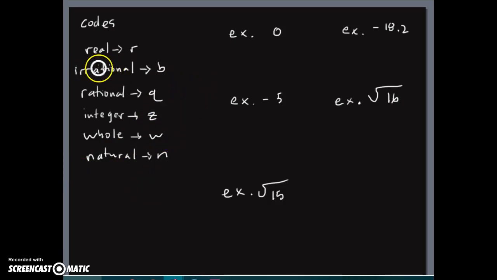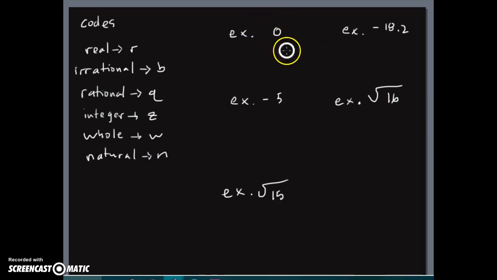You can see here that for the real number classes, irrational will be used as B, because it's irrational, we don't know why. Rational will be used as Q, Z will be integer, W will be whole number, and then our natural numbers will be used as N.